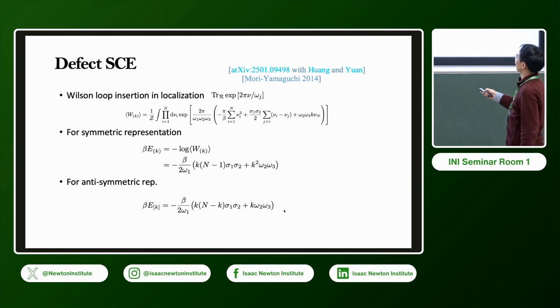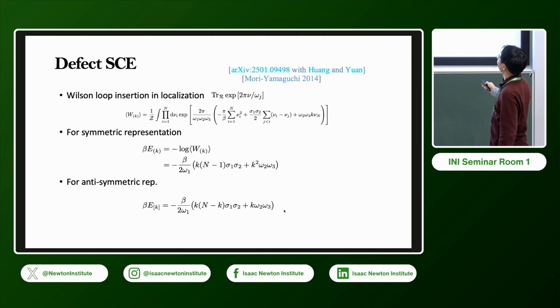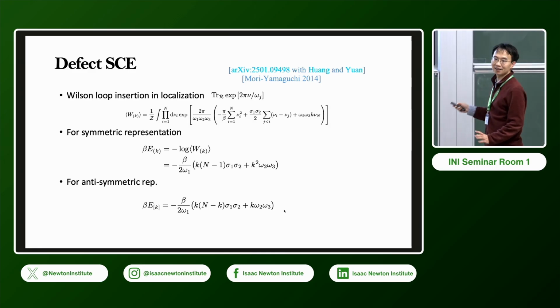Yeah, then for the symmetrical representation, for example, you get this result. For the anti-symmetrical representation, you get this result. So, yeah, this is all for the 2-0 in the A-type Lie algebra.